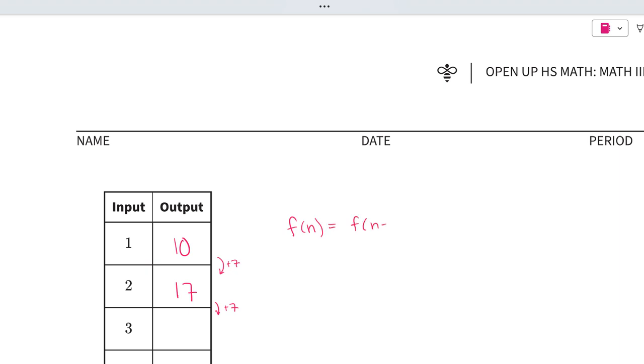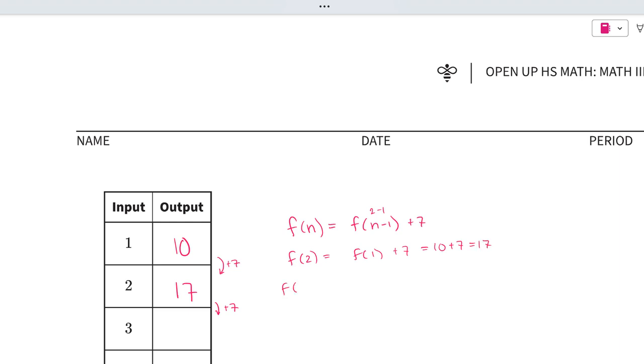We know it's f of n minus 1 plus 7. So if I want f of 2, which we know is now 17. Well, f of n minus 1, 2 minus 1 is 1. So it's going to be the value for f of 1 plus 7. Well, the value for f of 1 was 10. So 10 plus 7 is 17.